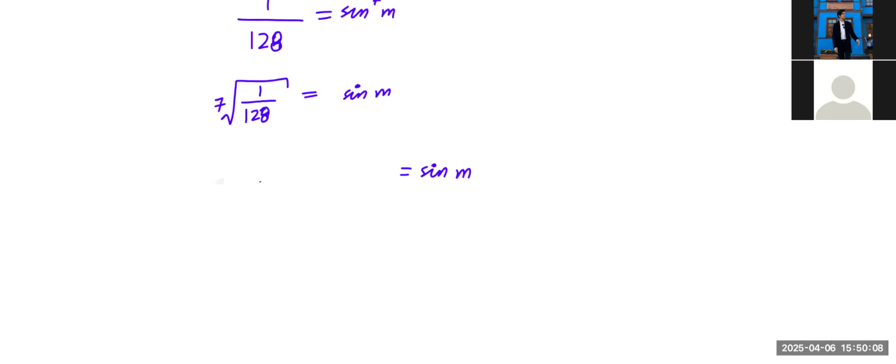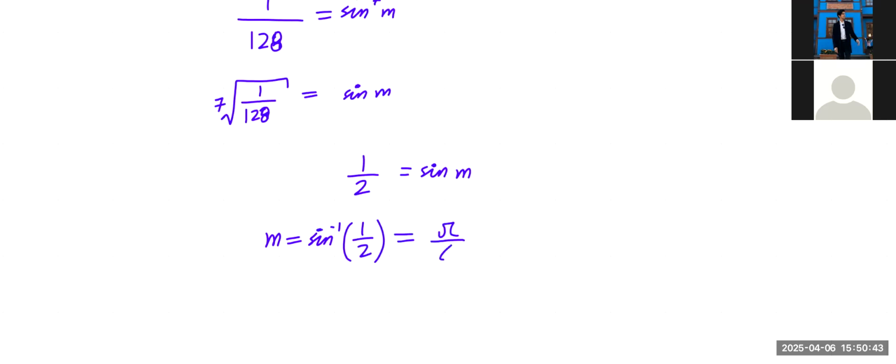Yeah, makes sense. So m is sine inverse of 1 over 2, which is something, I don't know what that is. But in radians, by the way. So what is it? 1 over 6 pi. 1/6 pi.